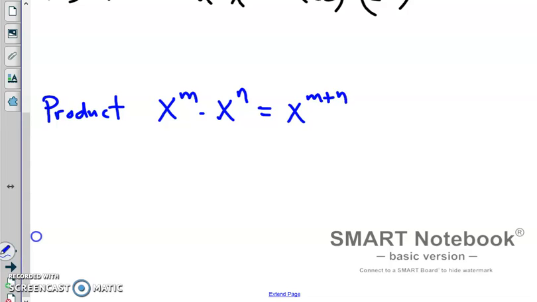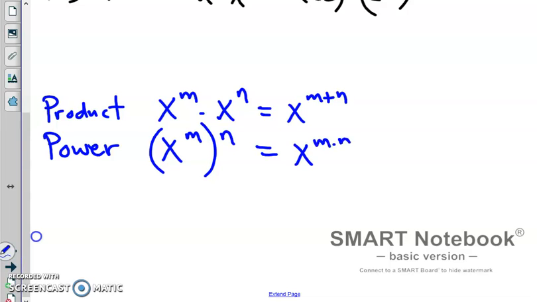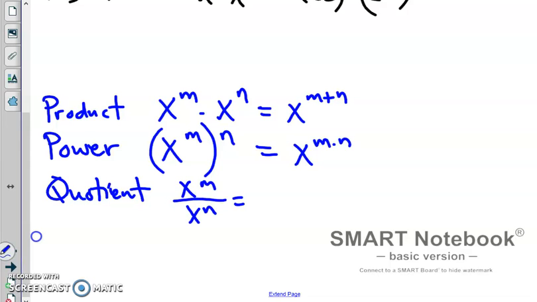We had a power rule, which we have x to the m with a parenthesis of n, and so we did the exponents here as we multiply them. We have a quotient rule, and that was our fraction, x to the m over x to the n. And what we did with the exponents here is we subtracted them. So we have a rule that involves addition of the exponents, a rule that involves multiplication, and a rule that involves subtraction. We do not have a rule that we divide the exponents. We either add them, subtract them, or multiply them.